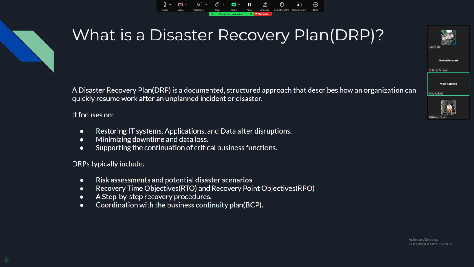DRPs technically include risk assessment and potential disaster scenarios, recovery time objectives, which are called RTOs for short, and also recovery point objectives, or RPOs. We will also have step-by-step procedures on what to do when a disaster happens for the recovery plan, as well as how to coordinate with our business continuity plan, which helps bring everything back into business.